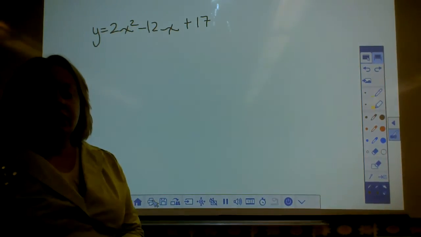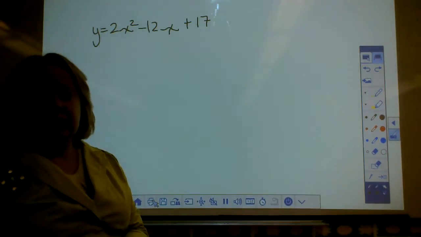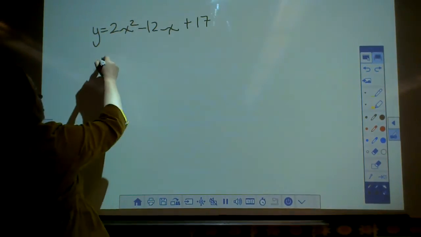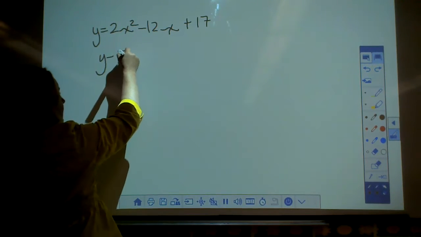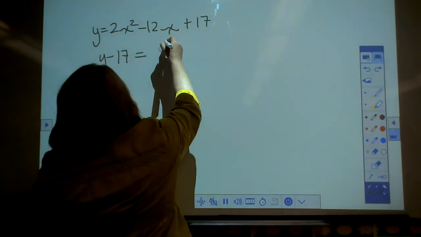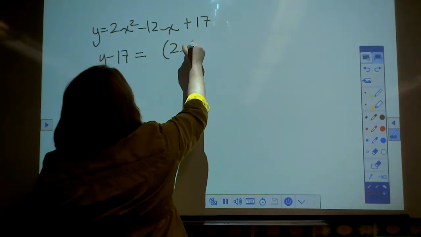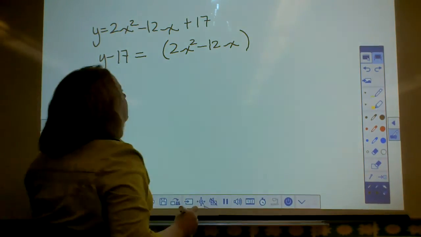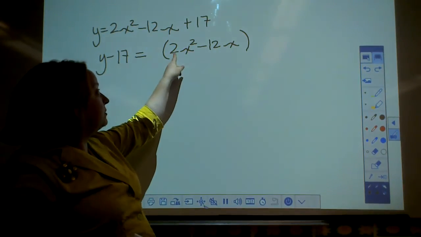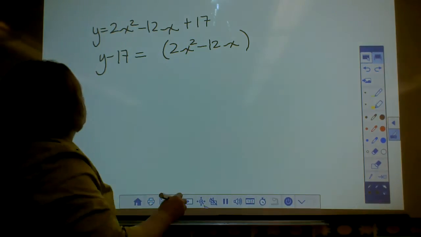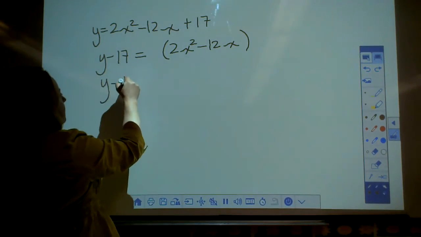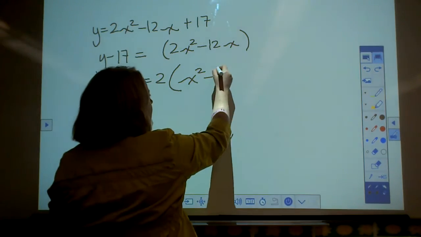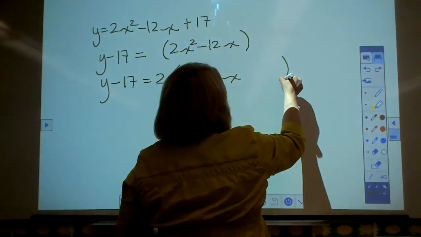Okay, so another way you could solve this problem and get it into vertex form is to move the 17 over with the y. So you're going to get y minus 17 equals, and then I'm going to group the 2x squared minus 12x. All right, here I'm going to have to get rid of that 2, so I'm going to bring a 2 out, and I'm going to leave a space. So y minus 17 equals 2 parentheses x squared minus 6x, and then I'm going to leave a space.